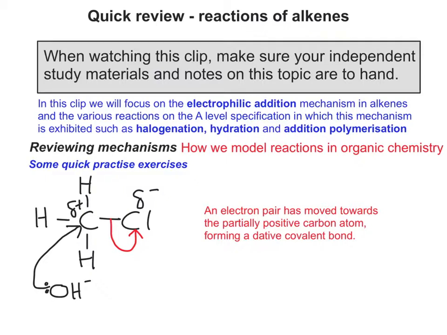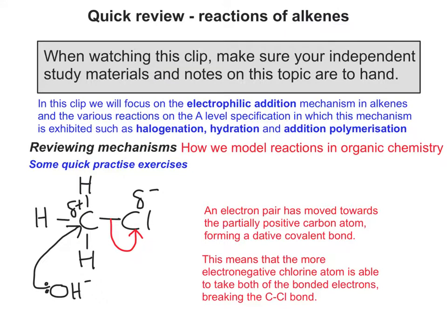So an electron pair is moved towards the partially positive carbon atom, which forms a dative covalent bond. Therefore the more electronegative chlorine atom is now able to take both of the bonded electrons and break the C-Cl bond.